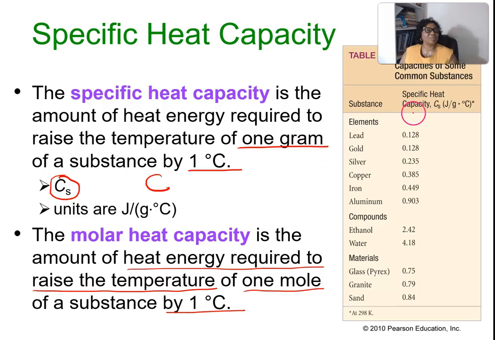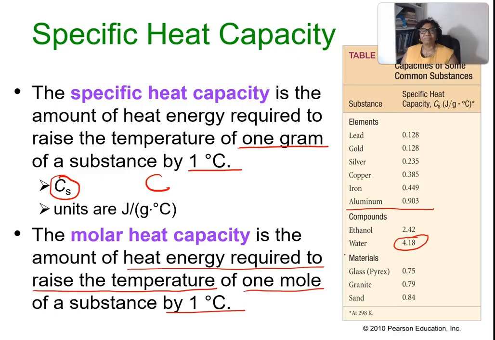So you have this table here. You see their specific heat capacities. They're different. But if you notice, the elements, the metals, have very small heat capacities. And these other compounds, ethanol, water, you see the specific heat capacity is very high.